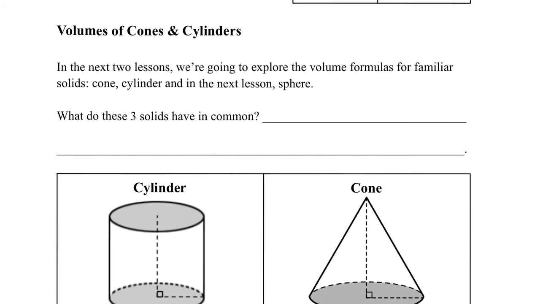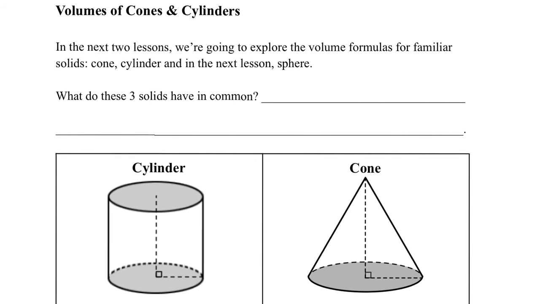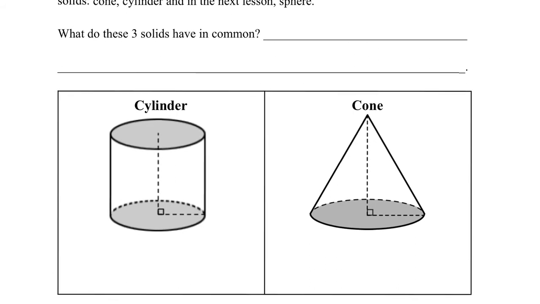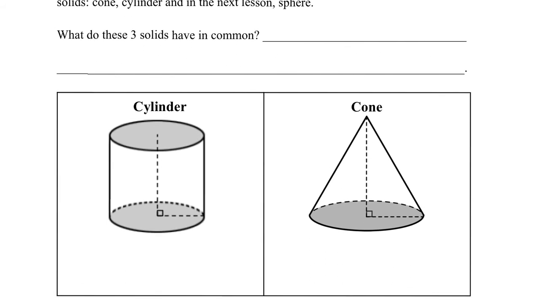In this lesson, we're going to be looking at cones and cylinders. And then in the next lesson, lesson number 11, we're going to be looking at spheres. In particular, the cone and cylinder both have bases that are circles. You can see in these diagrams, the bases are the shaded part. It's what the object would sit on. That's the base. And notice that the bases are circles in both of these.